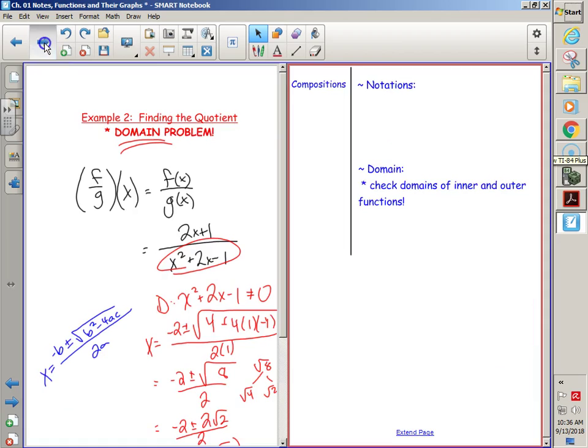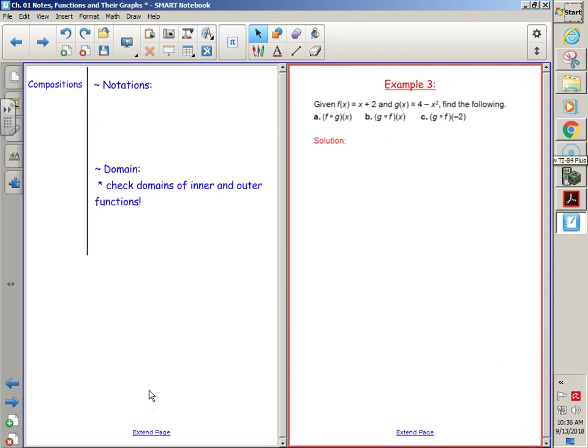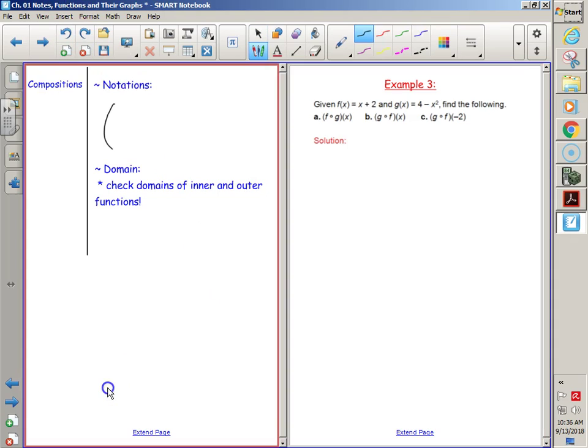Are we done? No. What do we have to do tomorrow? This thing called a composition. And what is it? A composition says, what if you have an f with an open circle, g of x? How do we do that?